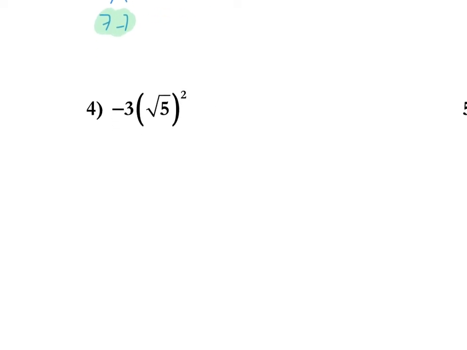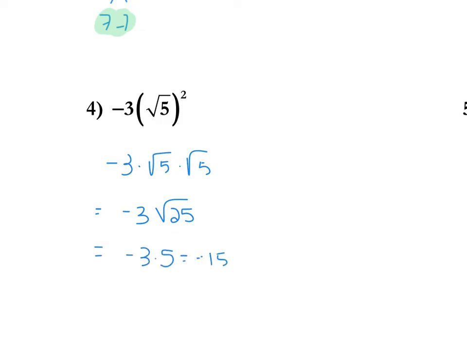Next example. Remember that when you square something, that means it's times itself. The only thing that's being squared in this example is the root 5. So this is negative 3 root 5 times root 5. That's negative 3 root 25. Hopefully you recognize that 25 is a perfect square, and my final answer is negative 15.